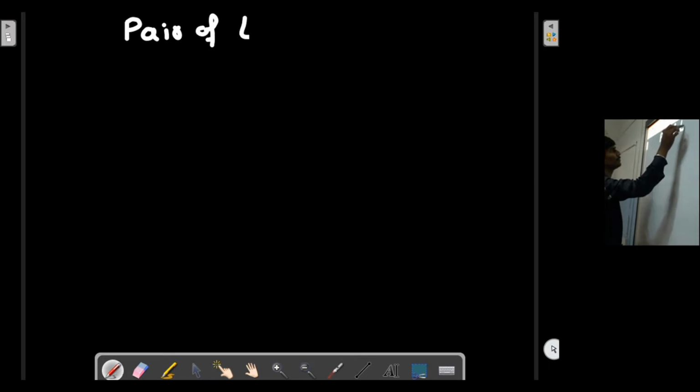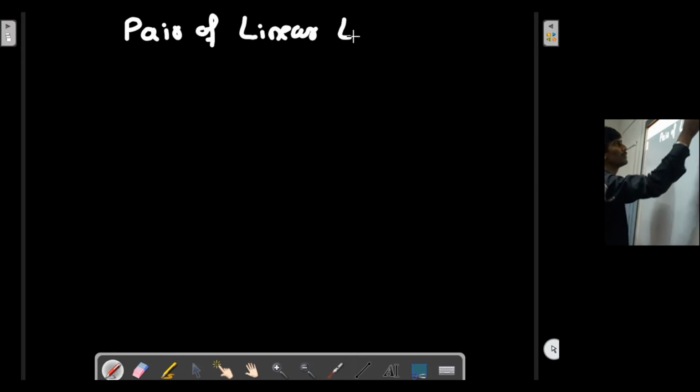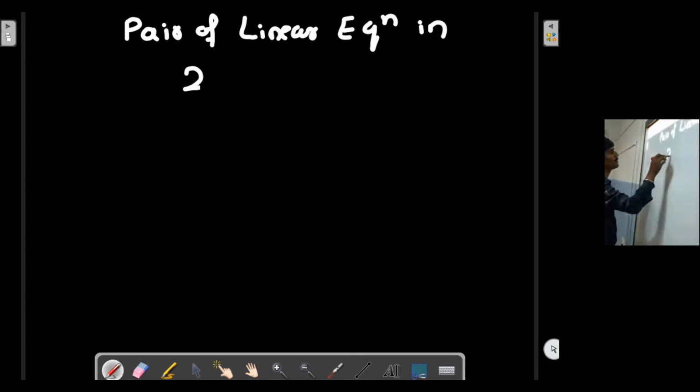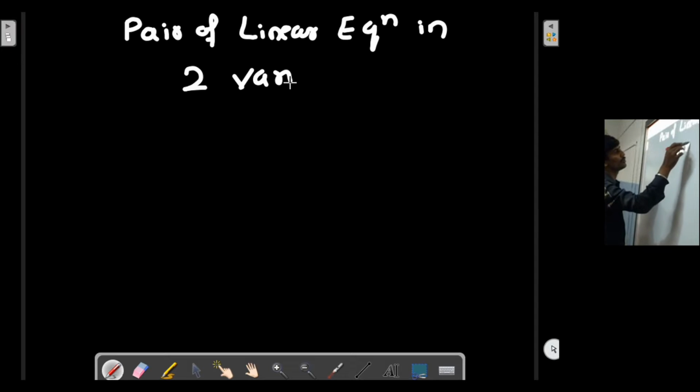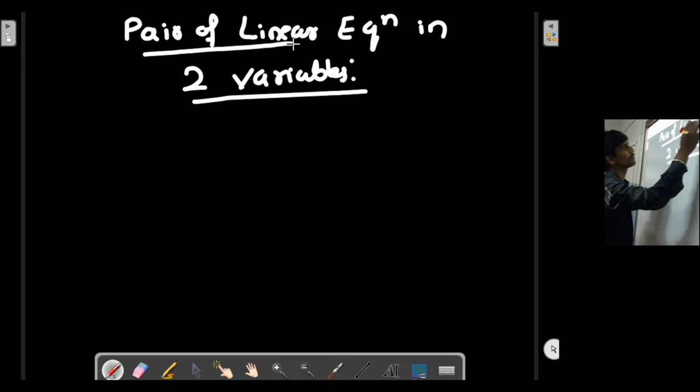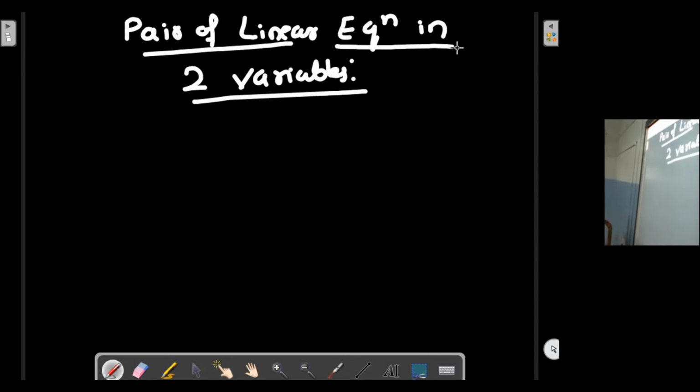Pair of linear equation in two variables. Pair of linear equation in two variables.